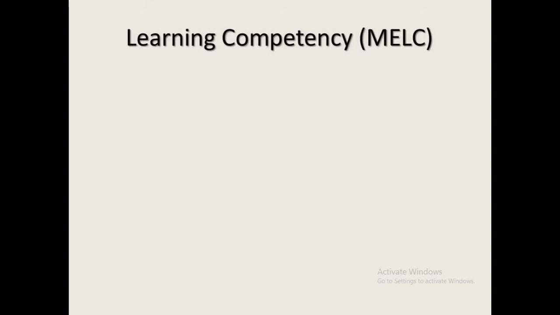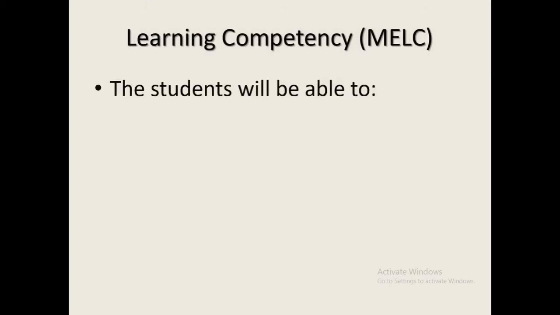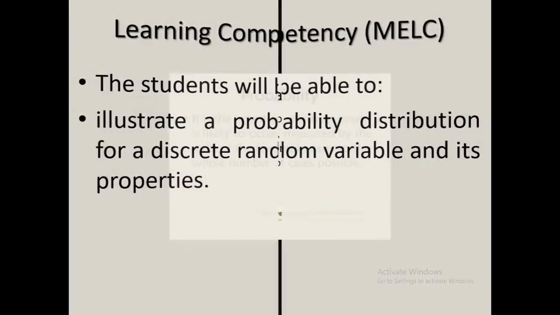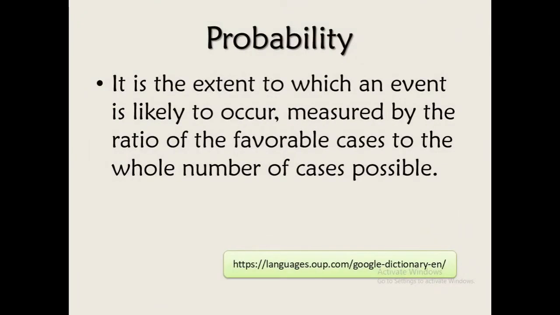For our learning competency, the students will be able to illustrate a probability distribution for a discrete random variable and its properties. Probability is the extent to which an event is likely to occur, measured by the ratio of the favorable cases to the whole number of cases possible.